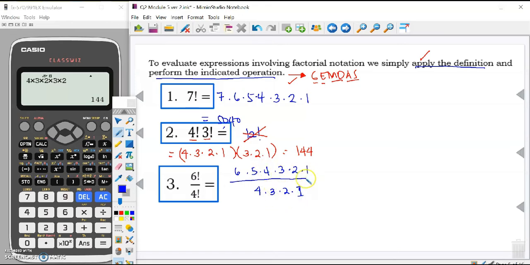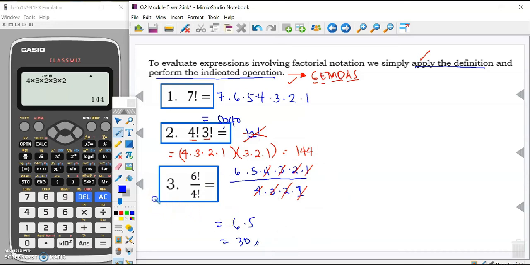We can actually cancel the items. Remember, a non-zero number divided by itself is 1. So that's 1, that's 1, and of course that's 1. So we're left with what? We're left with 6 times 5, which is equivalent to what? Equal to 30. There you go. So our answer is 30. So 6 factorial over 4 factorial is 30.